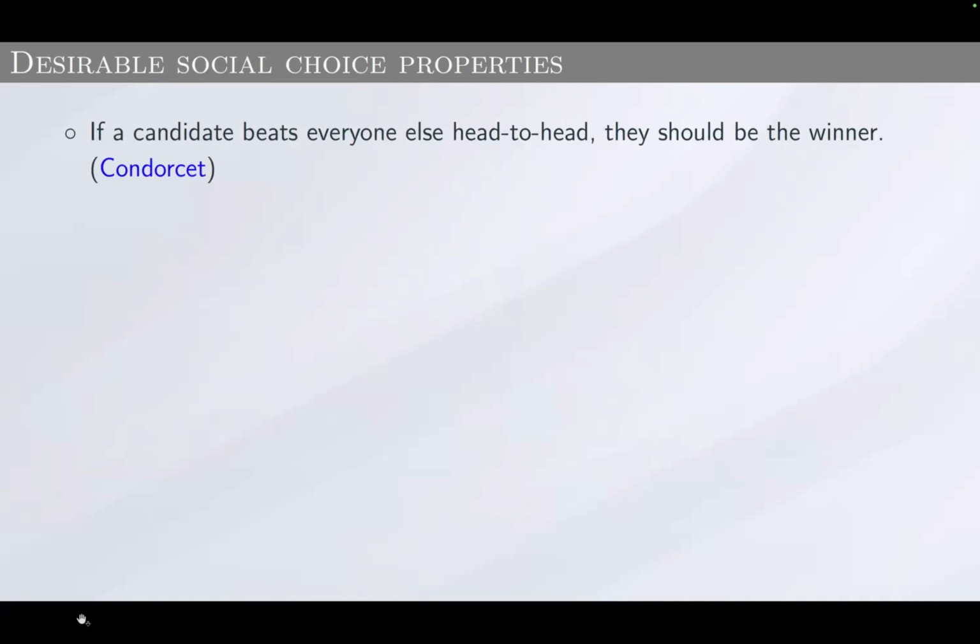For example, there's something called the Condorcet criterion, which comes right out of the Condorcet voting method. If a candidate beats everyone head to head, they should be the winner. Okay, that might be something that you impose on your voting method as a rule, as a property, as an axiom, and then you can test whether your voting method satisfies the Condorcet criterion or not.